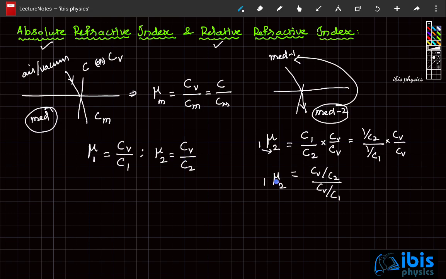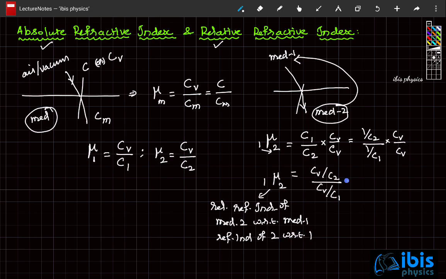Then what about the refractive index of medium 2 with respect to medium 1? This is the relative refractive index of 2 with respect to 1. This is called the relative refractive index of medium 2 with respect to medium 1. This is also called the refractive index of 2 with respect to 1. This is CV by C2, which is mu 2, divided by CV by C1, which is mu 1, as from this.